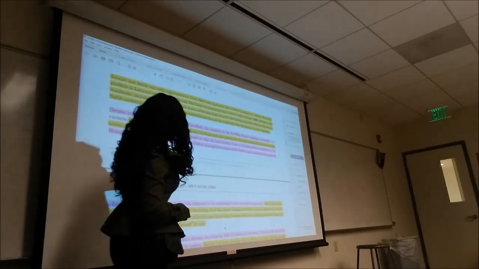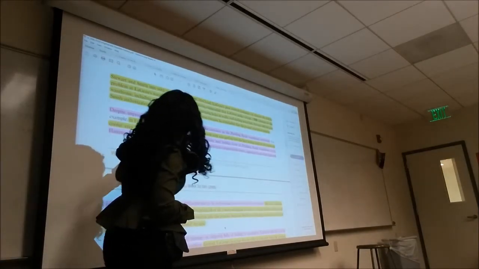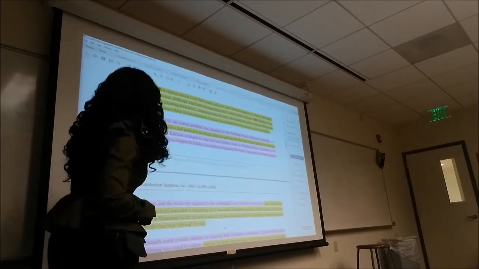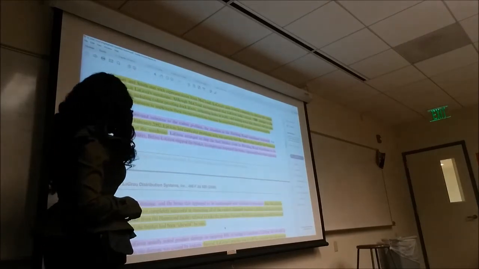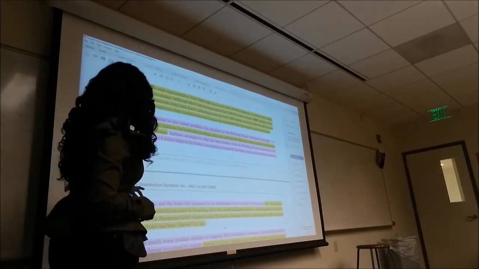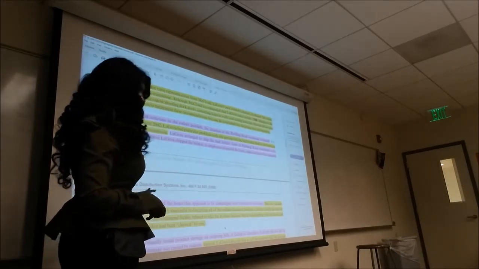Okay, before LaGrou shipped the brisket, its employees inspected the boxes, separated boxes that appeared to have rodent damage, and the boxes that appeared to be undamaged were returned to inventory. There we go. But wow.